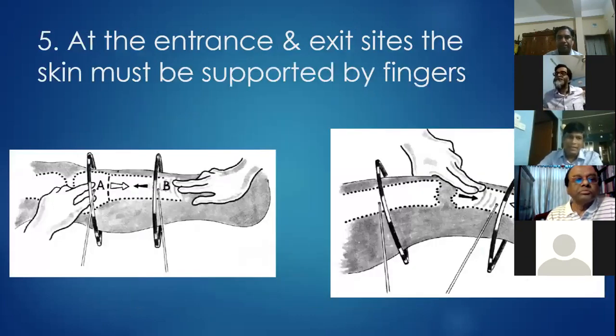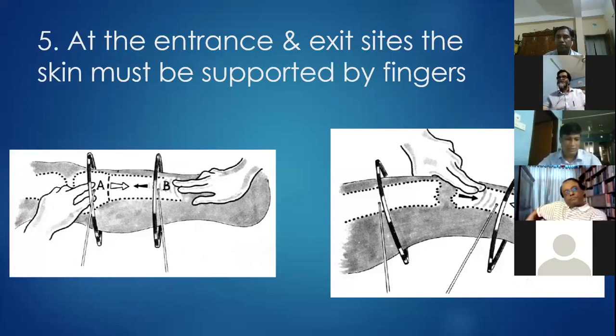Rule number 5, at the entrance and exit sites, the skin must be supported by fingers. The skin surface is manipulated according to the type of procedure being performed. In transfixation of the extremity with a non-movable ring, the skin is held firmly and perpendicularly to the underlying tissue. In distraction, the skin should be pushed towards the site of the corticotomy, and in compression, the skin should be pushed away from the site of the compressed ends. Shifting of the skin in this manner prevents it from being cut by the wire during the course of distraction or compression, and also prevents additional pain and unnecessary scar formation.